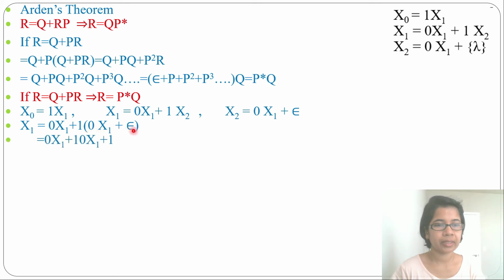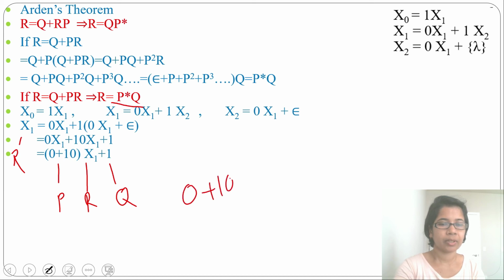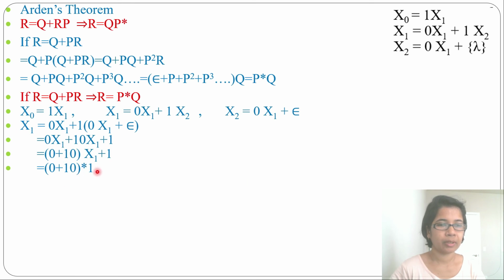Now simplify this. It will be 0 x1, then 1 0 x1 plus 1 concatenated with epsilon, which is 1. Now take x1 common. So it will be x1 times (0 plus 1 0), plus 1. Now this is our R, this is our P, this is R, and this is Q. And what is it? It will be P star Q. It will be 0 plus 1 0, that is our P, whole Kleene closure, then Q. So it will be (0 plus 1 0) whole Kleene closure 1. Now we found the x1 regular expression.